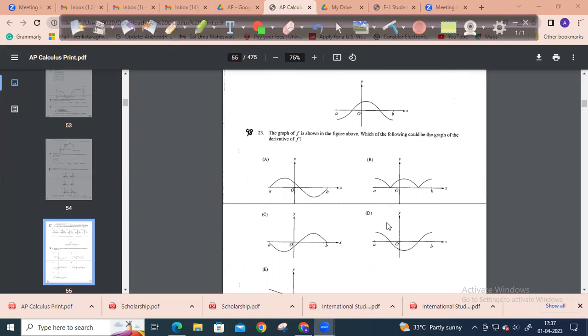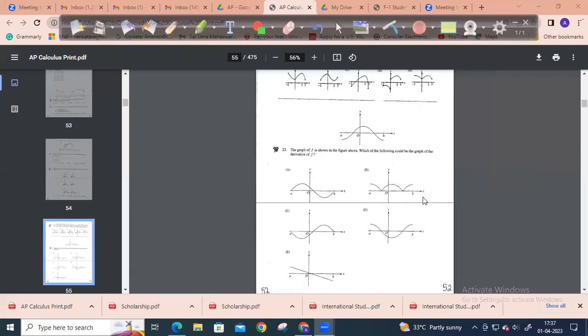Yeah. They gave the graph of f. They're asking which of the following can be the derivative, f dash. Everyone should answer. All the 11, 12 students who are there in the class should give me an answer for this. They gave the graph of f, and they're asking which of the following can be the graph of f dash.